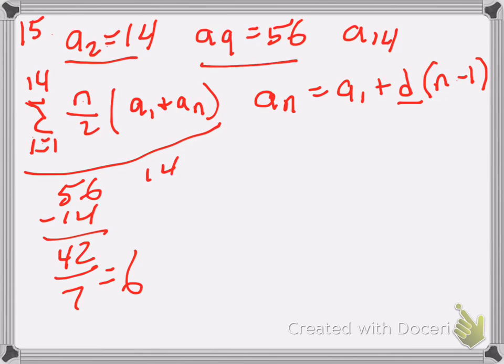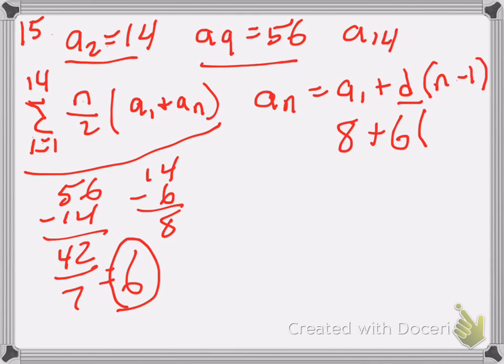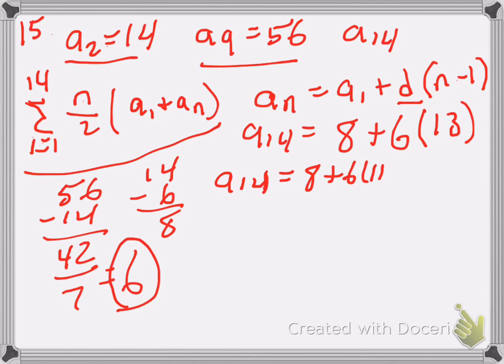And of course I can take 14, subtract 6, and get 8. So I know a sub 1 is 8 plus our common difference is 6. That's what we found right here. And then we're going to multiply that times n minus 1. Well, we're trying to find a sub 14. So that's 14 minus 1 is 13. So when we're trying to come up with a sub 14, we get 8 plus 6 times 13, which is equal to 86.